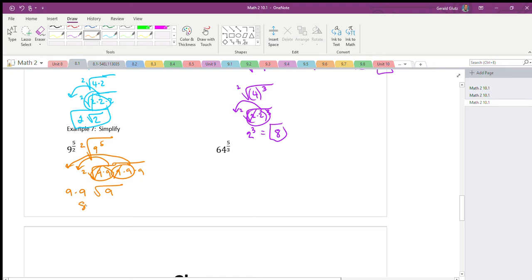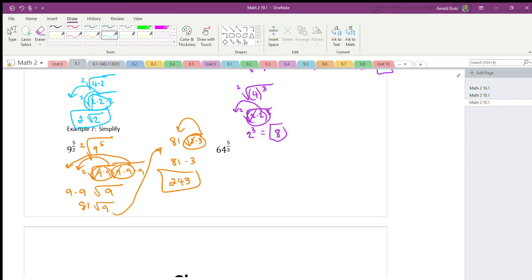So 9 times 9 is 81 times the square root of 9. But I know that 9 is 3 times 3. So I got a pair of 3's in there. So one goes away, the other one comes out. Nothing is left, so I don't write the radical sign anymore. So 81 times 3 now, which would be 243.